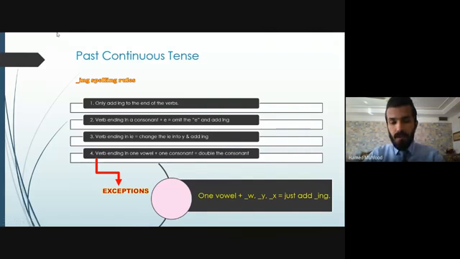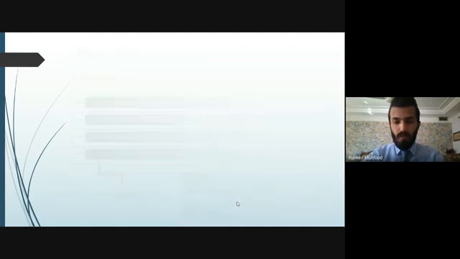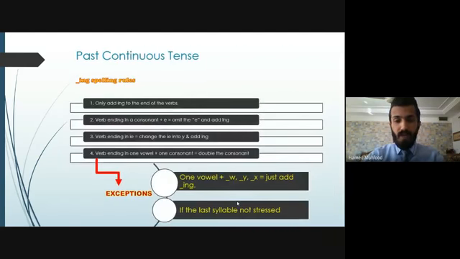لكن كاستثناء هاي القاعدة أنه إذا كان الحرف الصحيح هو أحد هاي الأحرف X أو Y أو W ويكون قبله طبعا حرف علة، بهاي الحالة فقط نضيف ing، ما نكرر الحرف الأخير. So this is an exception to rule number 4. أيضا another exception, we have another exception.